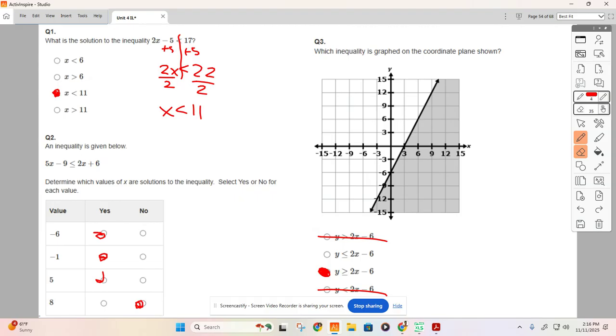So this is the one that is the correct. Y is greater than or equal to 2x minus 6. All right, good?